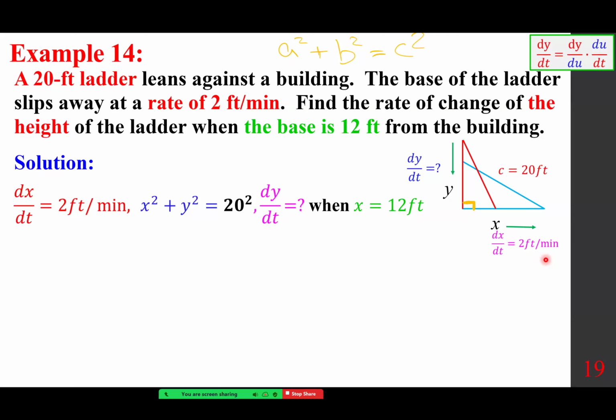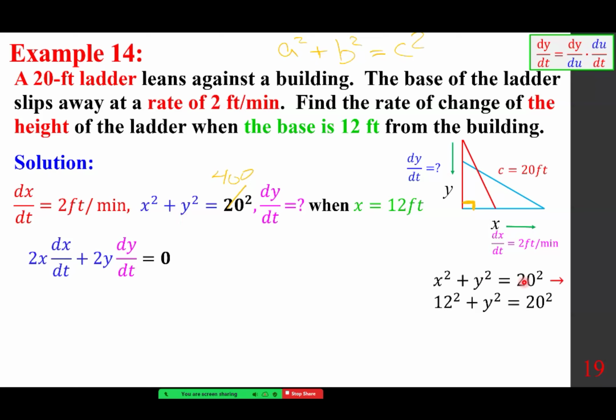We are going to differentiate. X squared becomes 2x dx/dt because t is the independent variable. Y squared is 2y dy/dt. We know 20 squared is 400, and the derivative of any number is 0. We have everything we can plug in except y. So if we put the 12 into the Pythagorean theorem, at the moment when x is 12, we can find the y value.